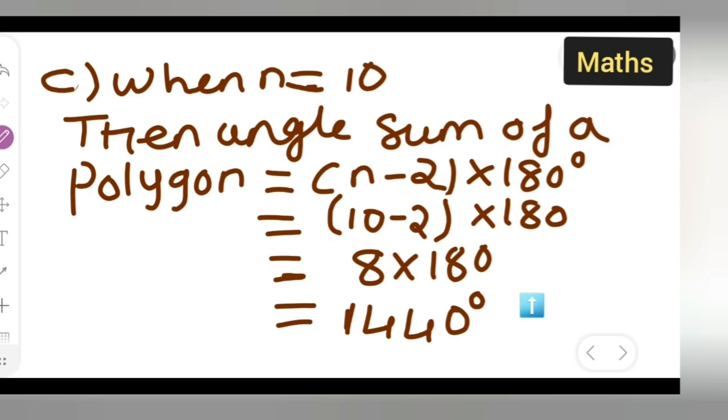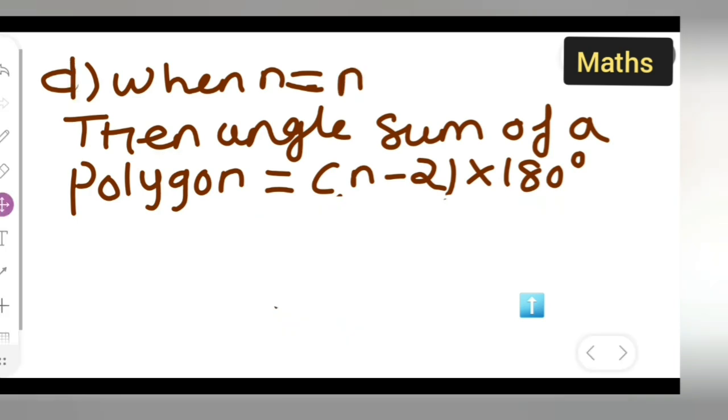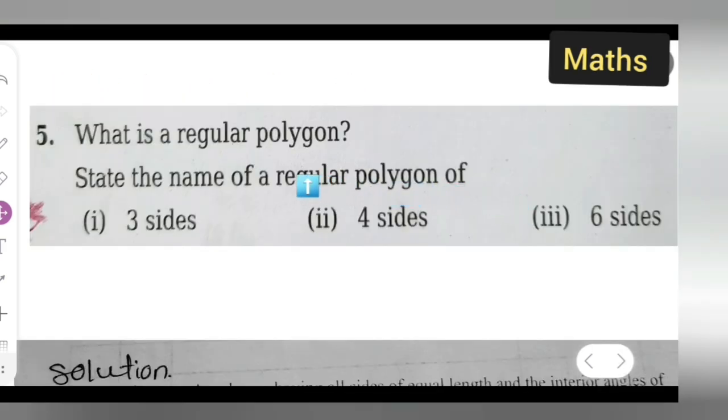Okay. Next, let us see. Now next it is (n minus 2) multiplied by 180. When n is given as n, then the angle sum of a polygon is (n minus 2) multiplied by 180. So it will remain as it is. Okay, you can take down question number 5.